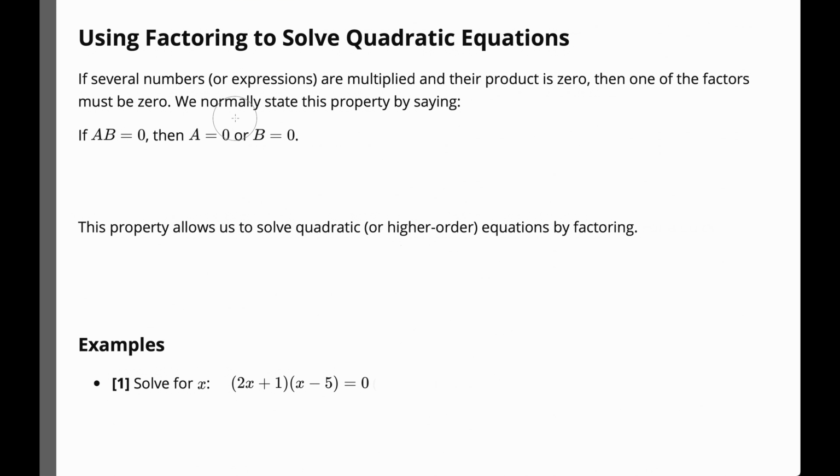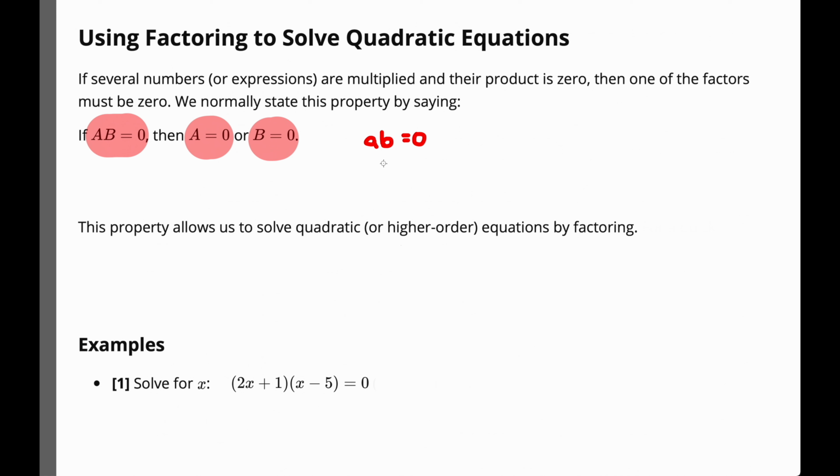Using factoring to solve quadratic equations, basically it's called the zero product property. Essentially, if you are multiplying 2 numbers together and they're equal to 0, that means that either a is 0 or b is 0 if a and b are those 2 numbers. Okay, which kind of makes sense. If you had a times b equals 0, at least one of them has to be 0.